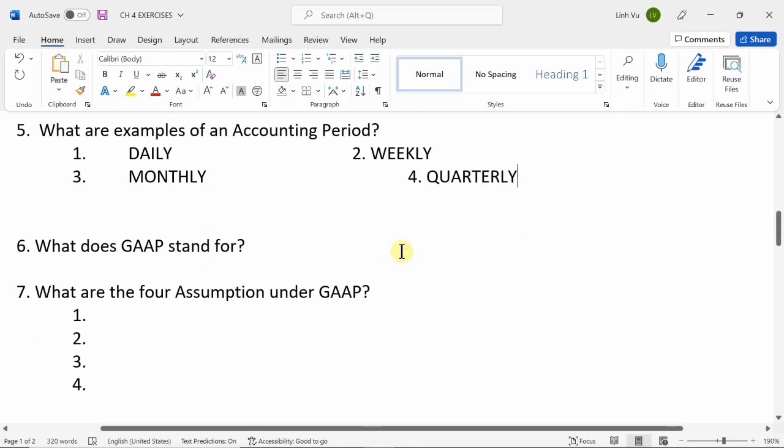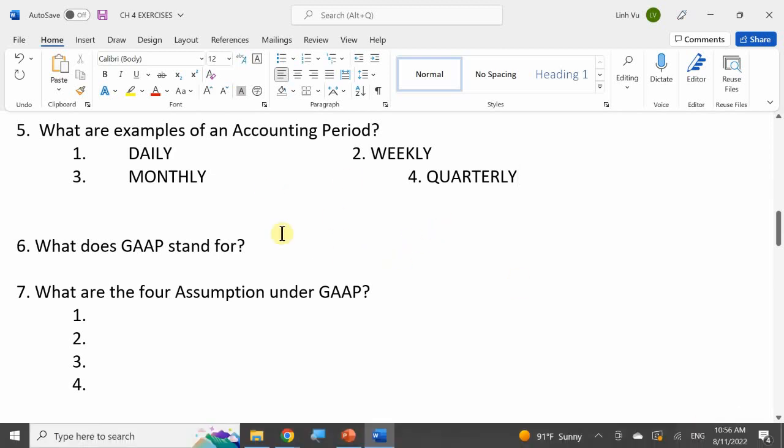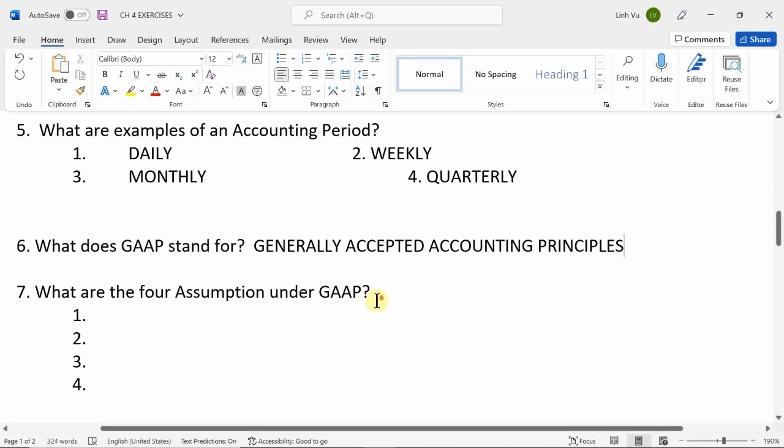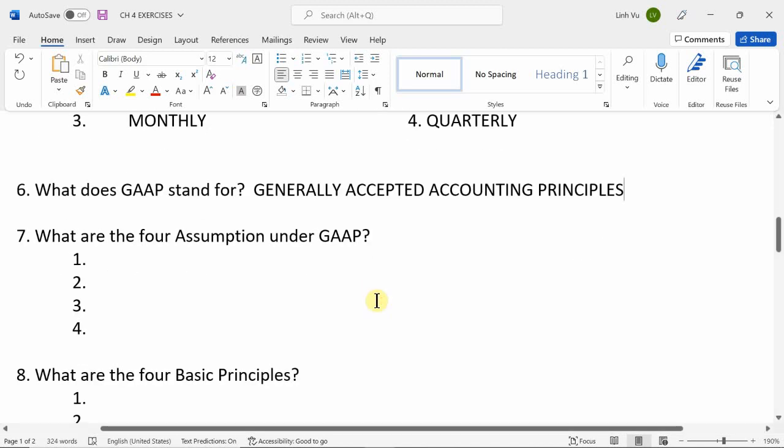Number 6. What does GAAP stand for? Generally accepted accounting principles. Good. Number 7. What are the 4 assumptions under GAAP?